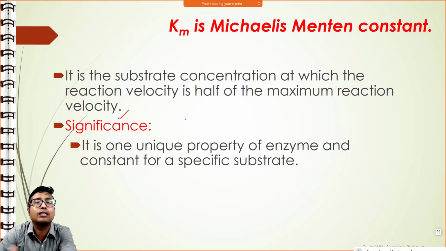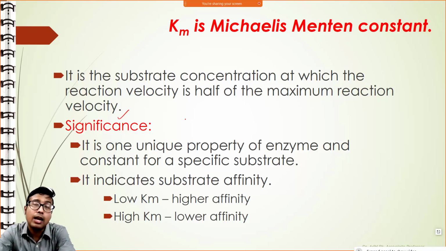Every enzyme has a different Km depending on the substrate. It is substrate specific, and more importantly, it indicates the affinity. Now, the affinity and the value of Km are inversely related, right? This you already know by now. So an enzyme with low Km will have higher affinity towards that substrate, and an enzyme with high Km will have low affinity for a substrate.